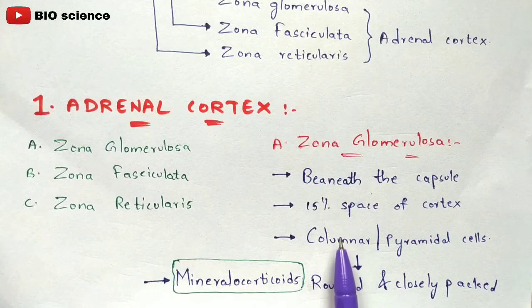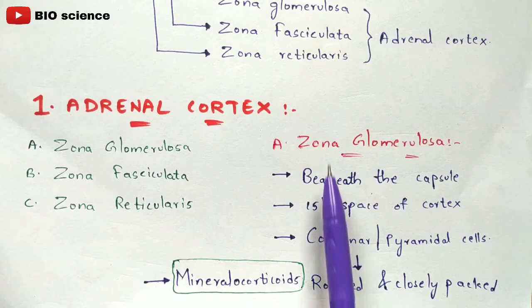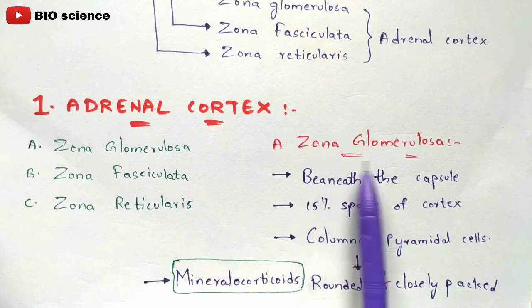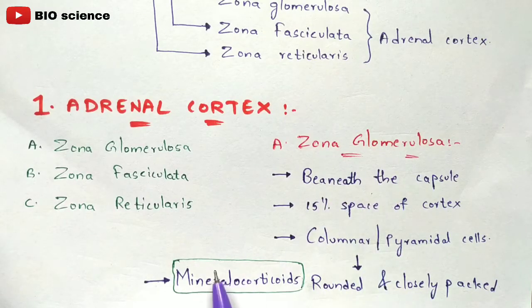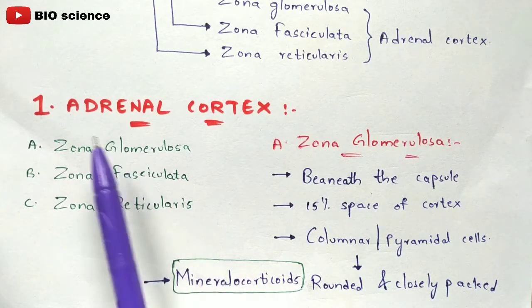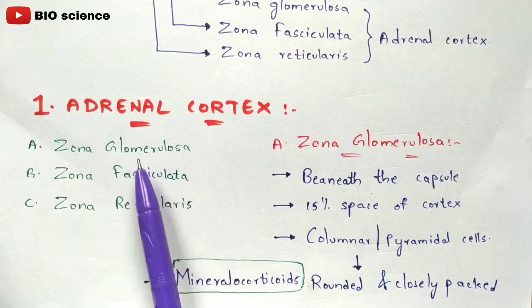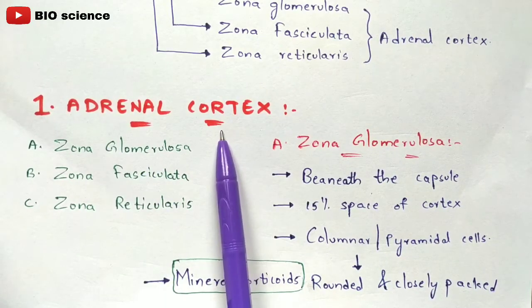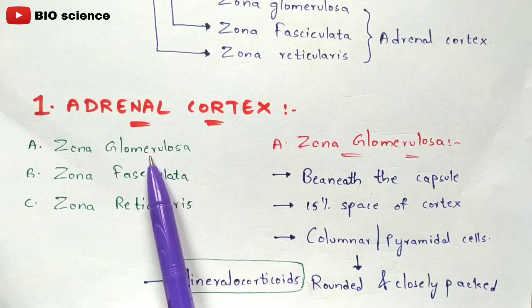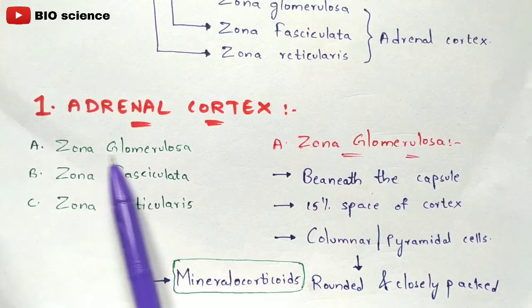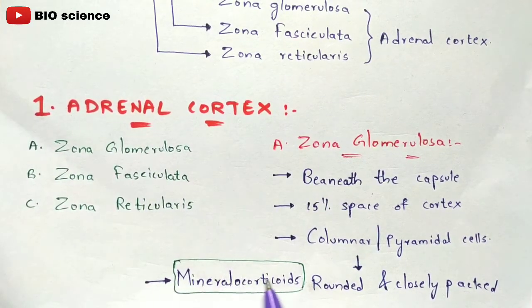And one of the most important things which you have to remember is that the hormones secreted by the zona glomerulosa zone are mineralocorticoids, right? So each of these three zones in the adrenal cortex layer will secrete different types of hormones. Now coming to this zona glomerulosa, it secretes mineralocorticoids. So now let us discuss mineralocorticoids in detail.